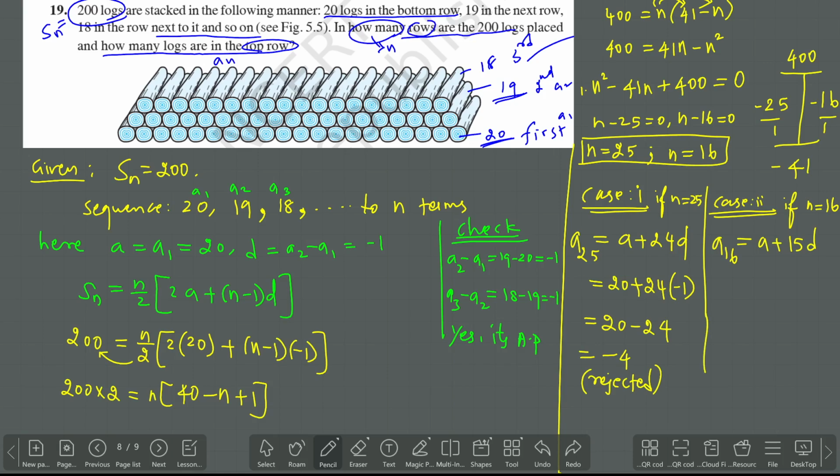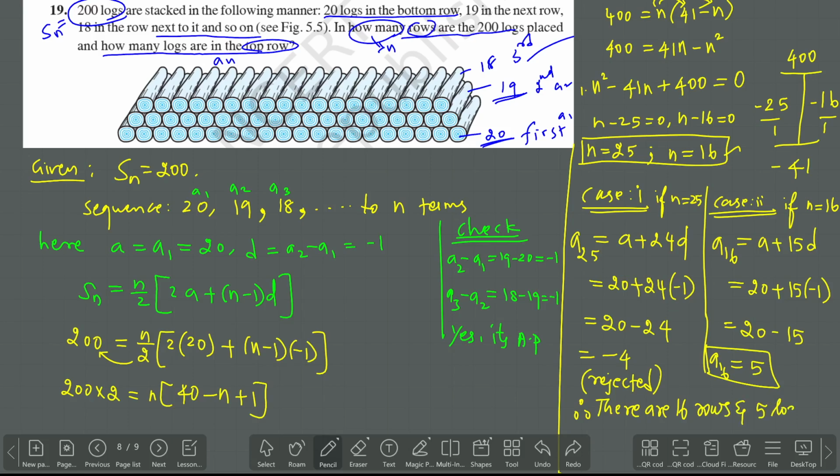Then 16 is the correct answer. 16 is accepted then. Okay, the a value should come positive, I hope. A value: 20 minus 15 into d value minus 1. Then 20 minus 15 into minus 1 minus 15, which is equal to 5. Then 16 is the top row. Then there are 5 logs in the top row, and 16 rows are there totally. You have to complete like that. So therefore, how will you complete? There are 16 rows and 5 logs in the top row.